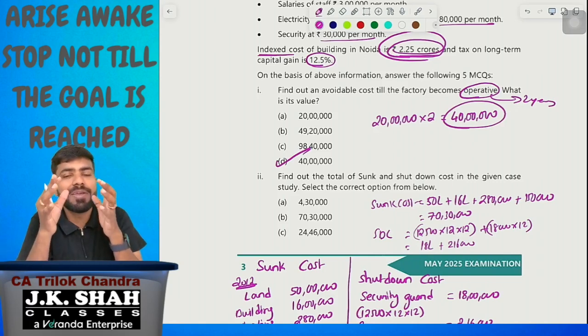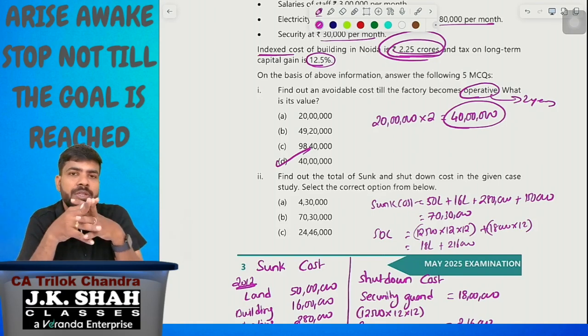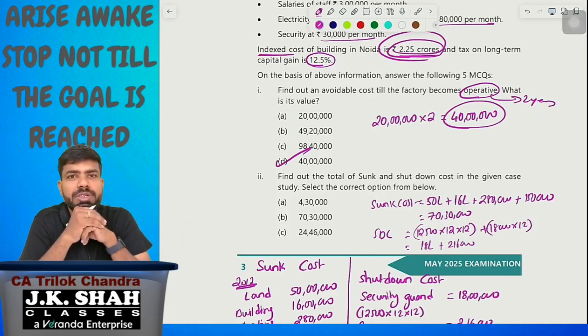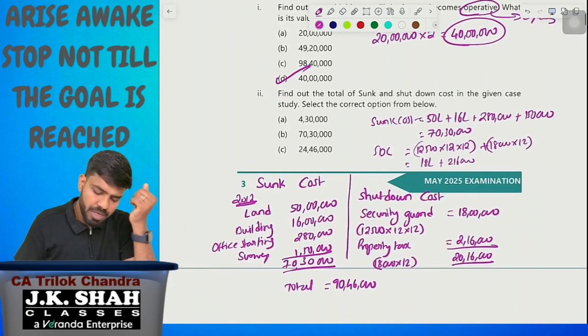If you understand the question, solving the MCQs is very simple. We have to spend time. We should have patience to study the entire case scenario. Clear? Next.